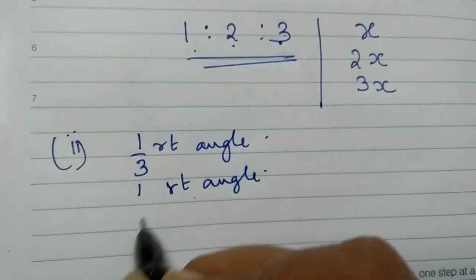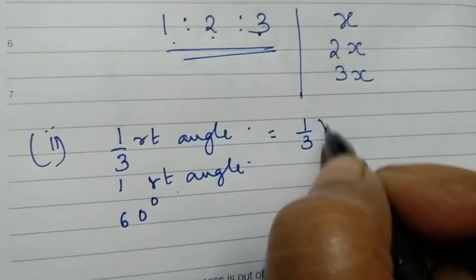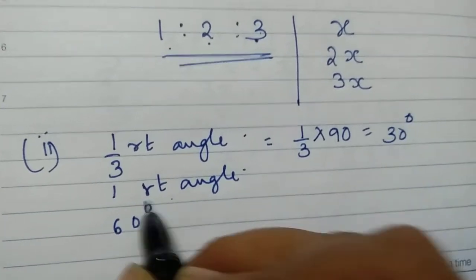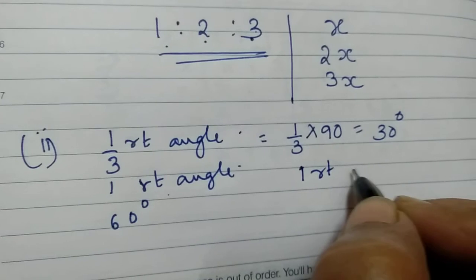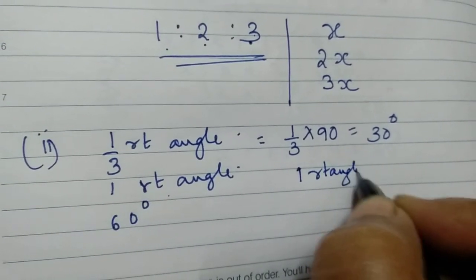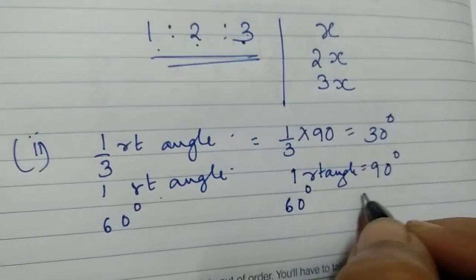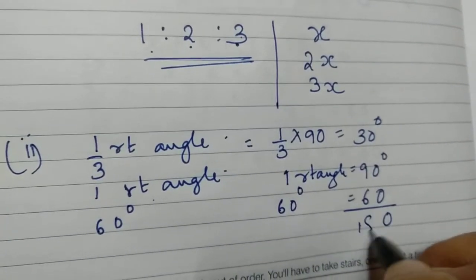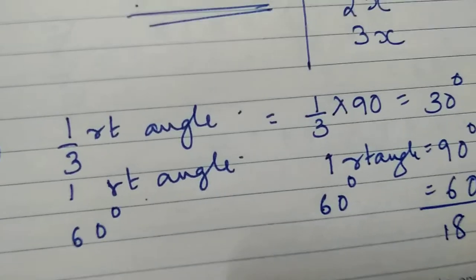And it is 60 degree. 1/3 right angle means 1/3 into 90, that is 30 degree. One right angle means 90 degree and 60 degree. So if I add it up, I'm getting it as 180. So a triangle can have these measures.